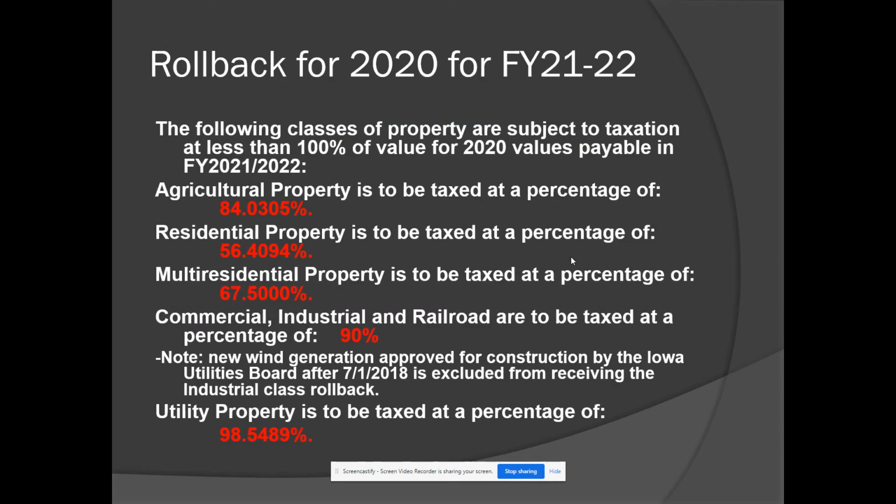The following classes of property are subject to taxation at less than 100% of value for the 2020 values payable for fiscal year 22. Ag property, so ag land and buildings, is 84.0305%. Residential is 56.4094. Multi-residential is 67.5. Commercial, industrial, and railroad are taxed at 90% unless it's a very new wind generation sort of situation in your county, then they are not subject to the 90% rollback. Utility property, the utility class of property, so not gas and electric, but the utility class, is taxed at 98.5489%.